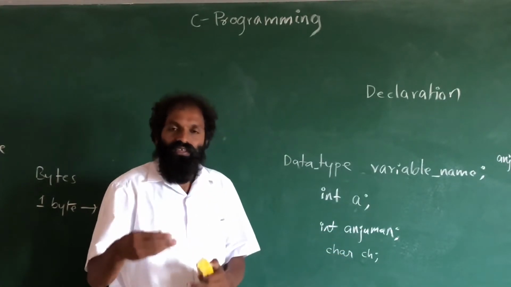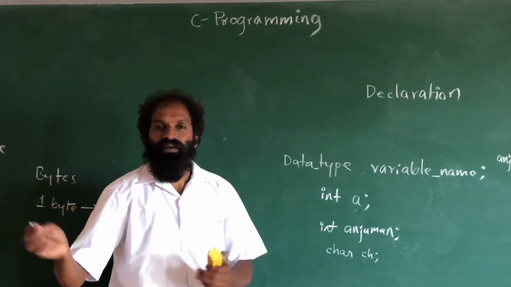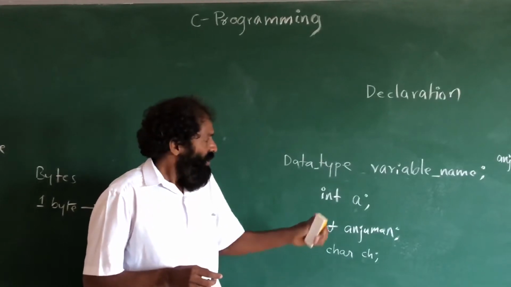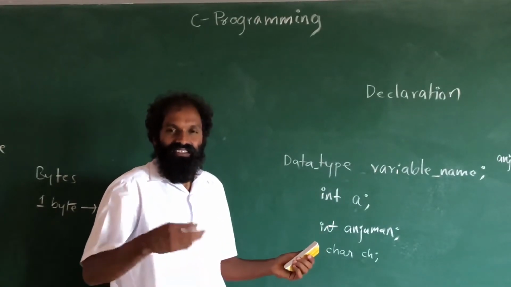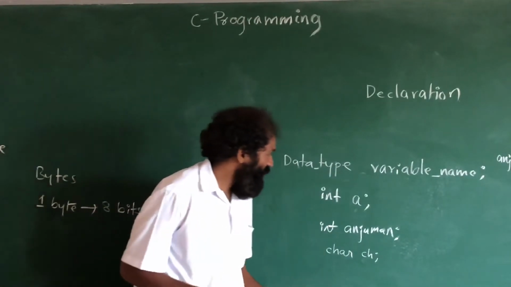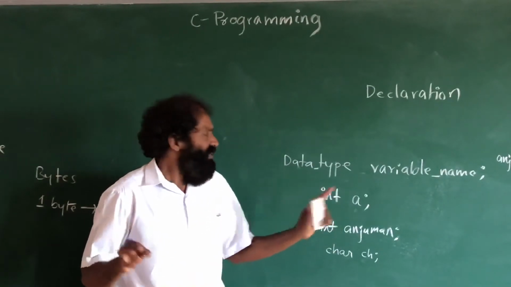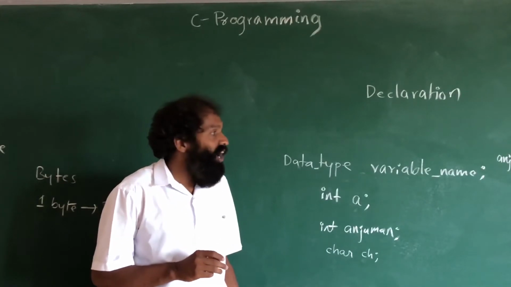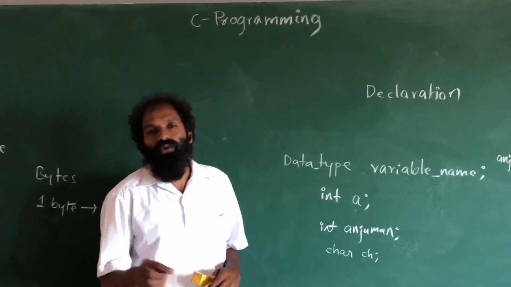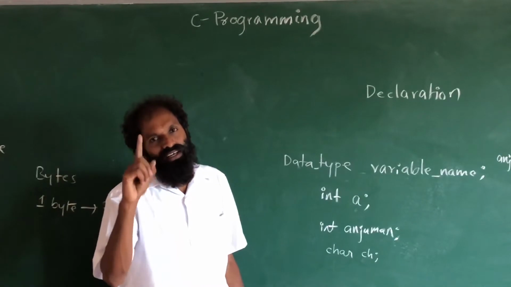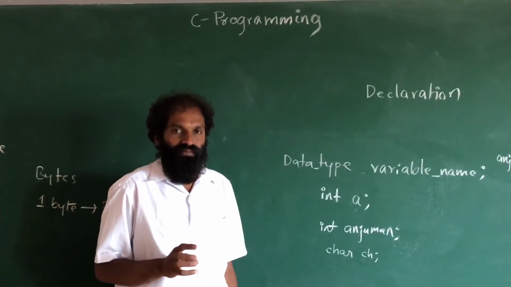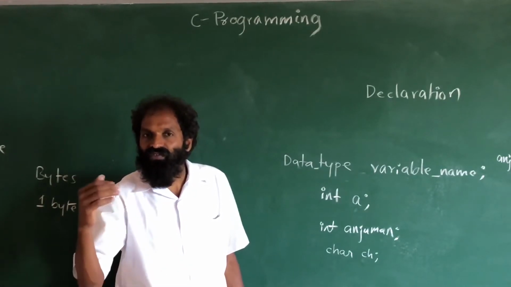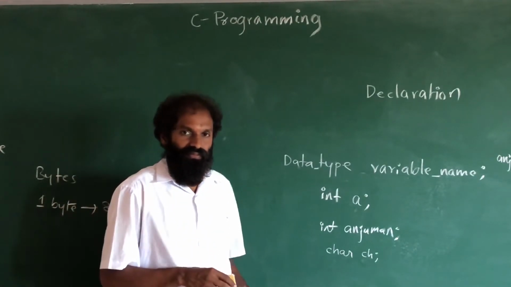We have some special types of variables. You will understand in my next session, like arrays, structures, so many things are there. Just remember, these are called ordinary variables. In an ordinary variable, we can store only one value at a time. We cannot store more than one value at a time.